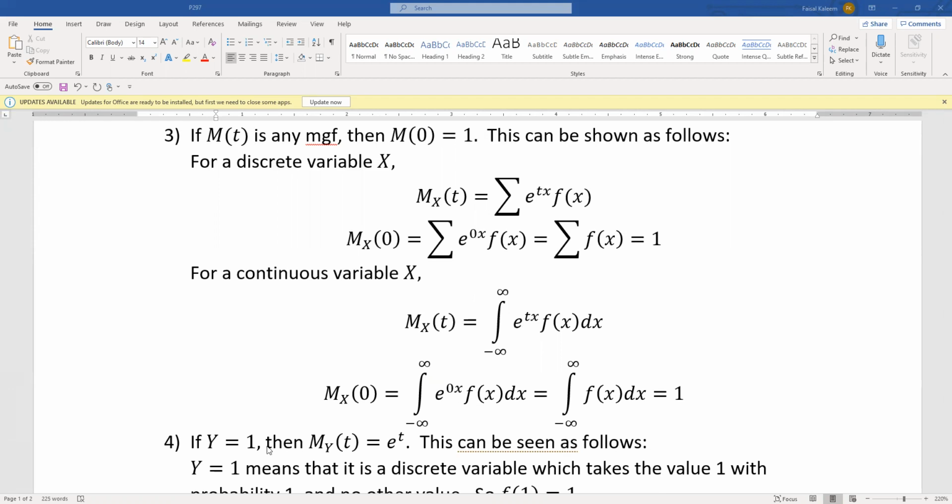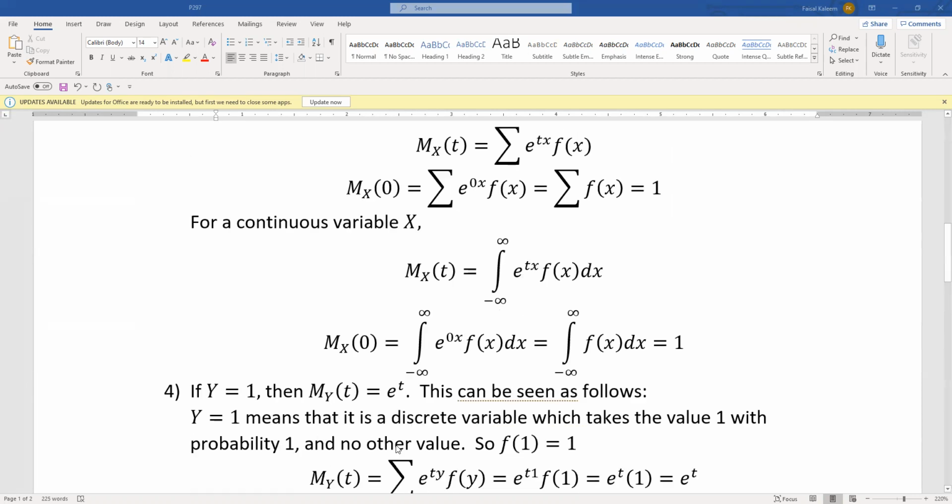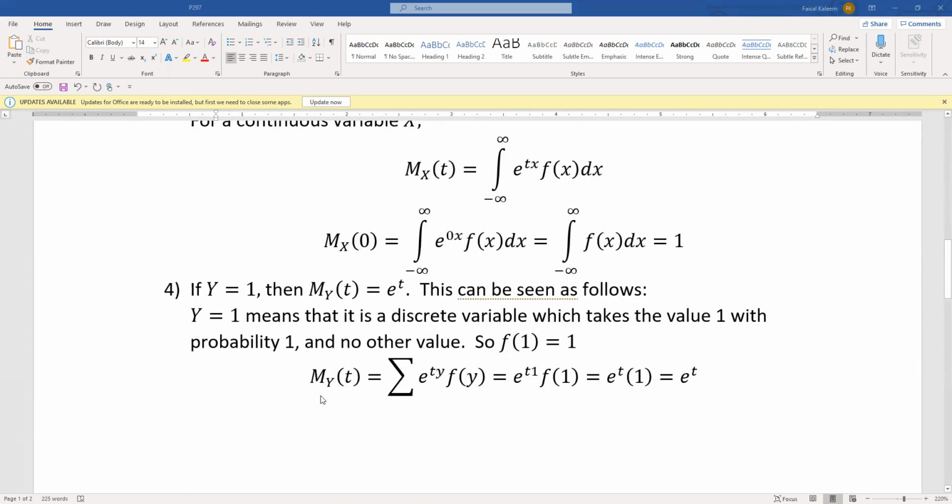And then the fourth property is that if y is equal to 1 always, then the MGF of y is e to the t. This can be seen as follows. So y is equal to 1 means that y is a discrete variable which always takes value 1, which means it takes value 1 with probability 1 and it doesn't take any other value. So f of 1 is 1. And m_y(t) is the summation of e^(ty) f of y, and y just takes the value 1. So it'd be e power t times 1 times f of 1, and that's e to the t, because 1 times t is t, and f of 1 is 1.